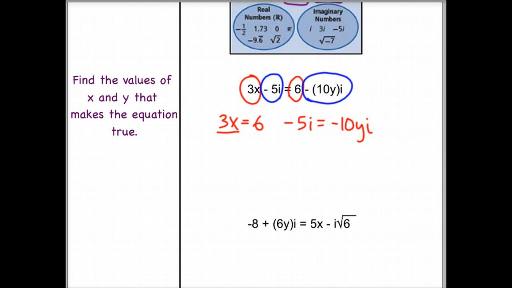So let's solve the one on the left first. You divide by 3. x is equal to 2. Over here it's a little bit trickier, but I'm going to divide by -10i. We have that y is equal to 1/2.